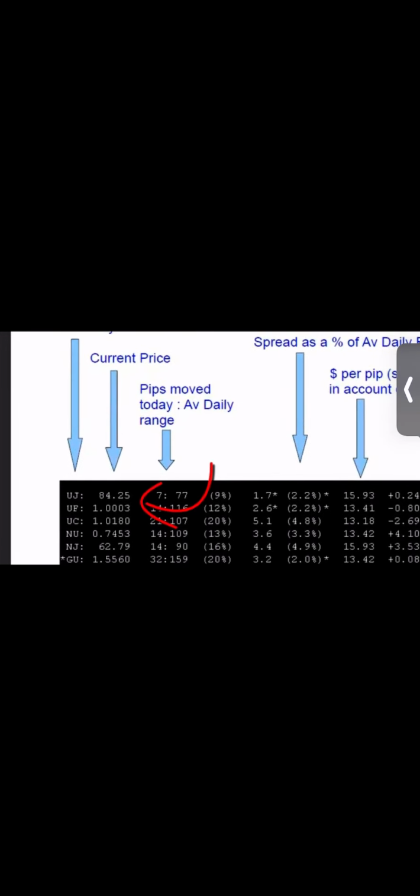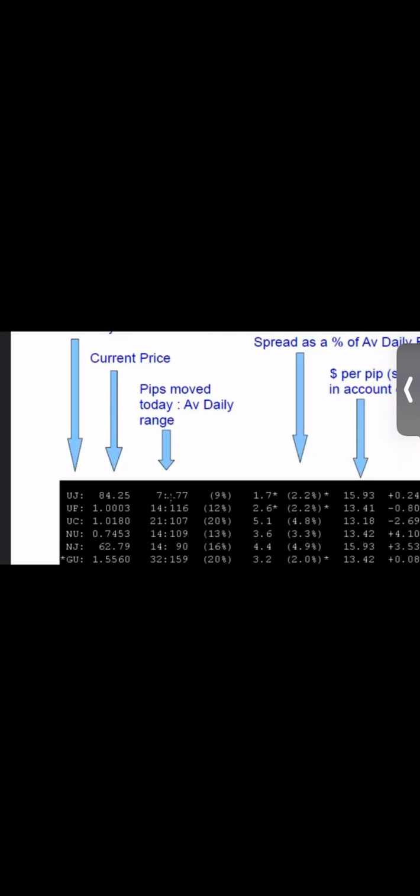So the first column, as mentioned, is the currency pair. The second column has the current price at the time. This was taken around 8 hours ago, when the market had just turned over to the new day, around 11 o'clock New Zealand time this morning. For example, the US Japanese yen, the current price at the time I took the screenshot, was 84.25.